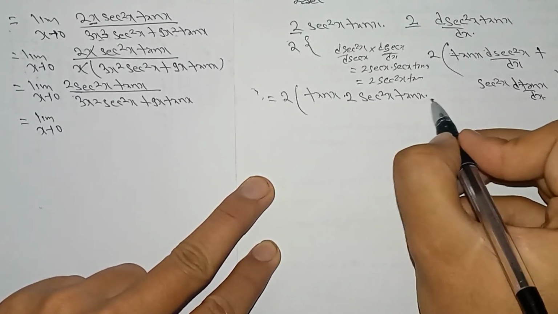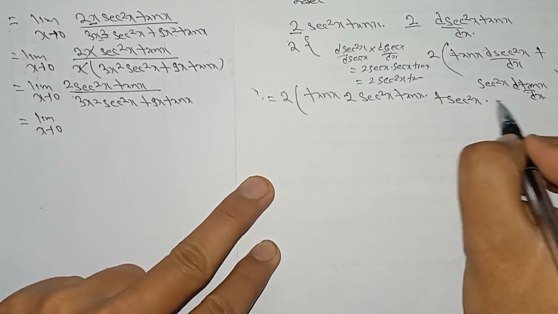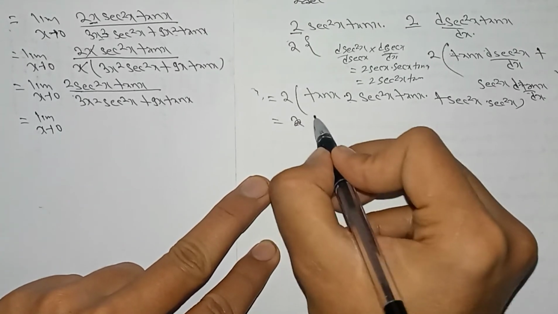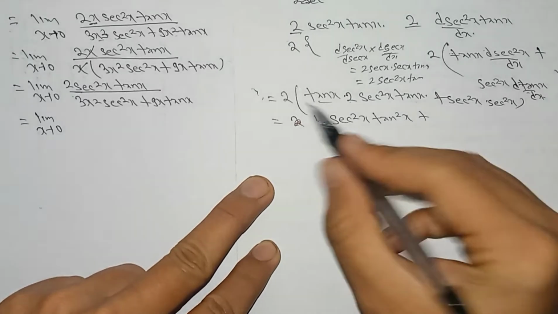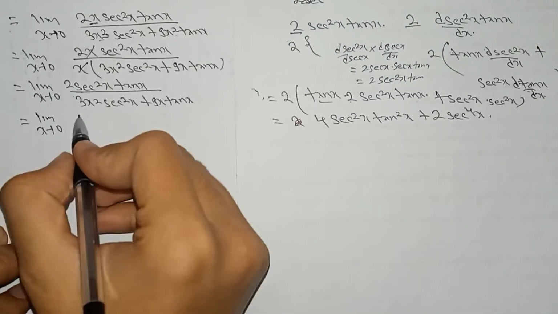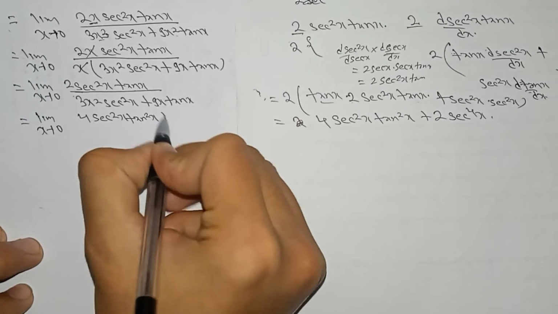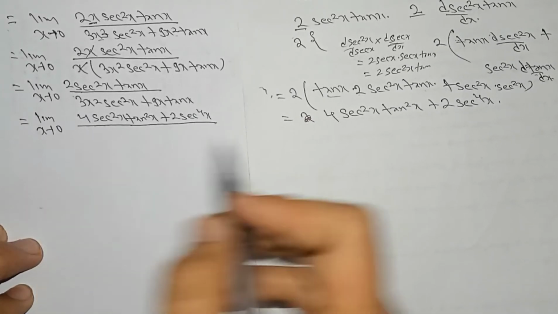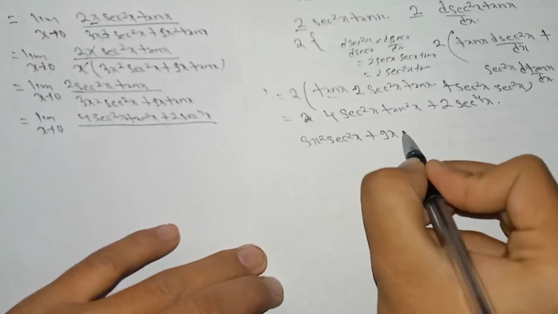So here we have 2 sec square x tan x, plus sec square x, and again the differentiation of tan x is sec square x. So it becomes 2, and 2 times 2 becomes 4 sec square x tan square x, plus again 2 sec power of 4 x. So we can write this as 4 sec square x tan square x plus 2 sec power of 4 x, divided by, again, 3x square sec square x plus 9x tan x.